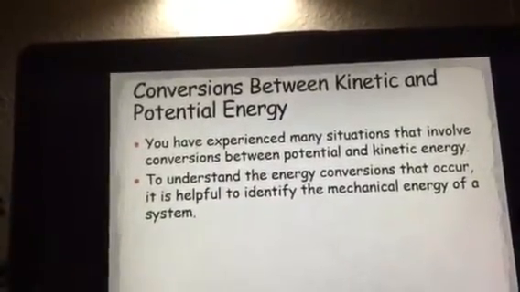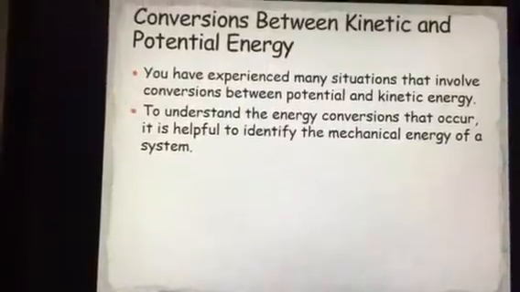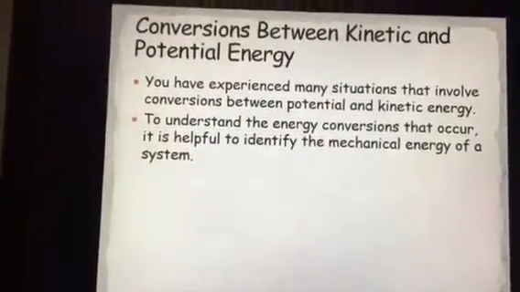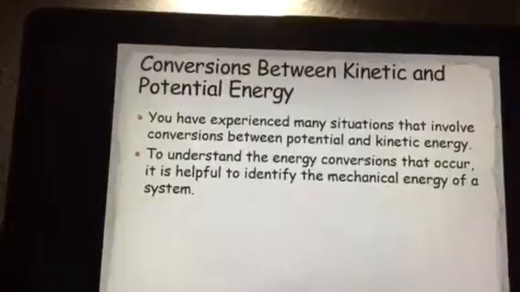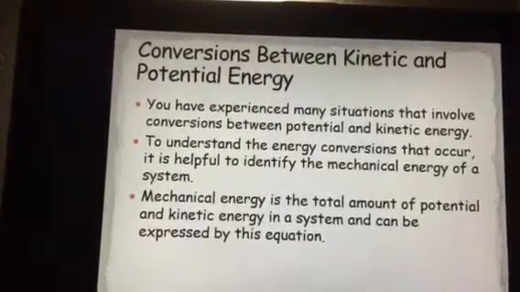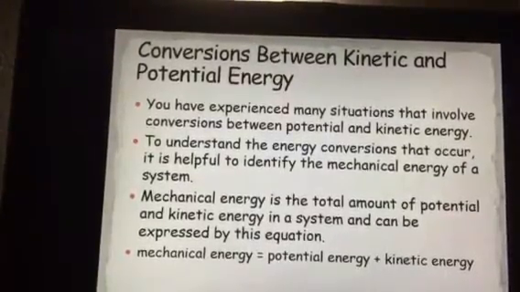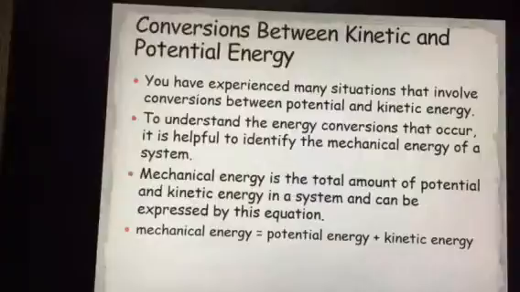We call this mechanical energy of a system, so we can identify where everything's going and how it transfers. Mechanical energy is the combination of potential and kinetic energy for the system. And so it's the total amount and can be expressed in the following equation. This equation can be written onto your note cards so you have it to use.